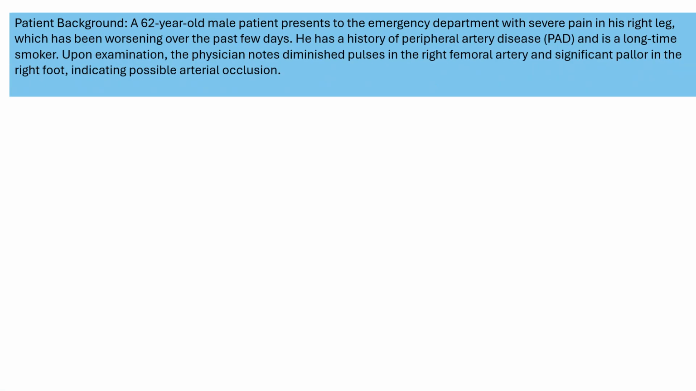A 62-year-old male presented to the emergency department with severe pain in the right leg, which has been worsening over the past few days. He has a history of peripheral artery disease and is a long-time smoker. Upon examination, the physician noted a diminished pulse in the right femoral artery and significant pallor in the right foot, indicating possible artery occlusion.